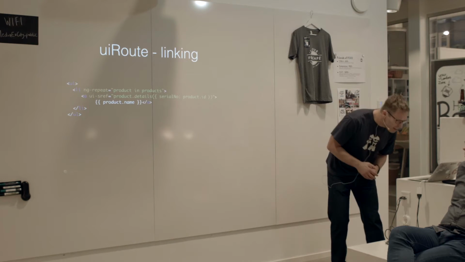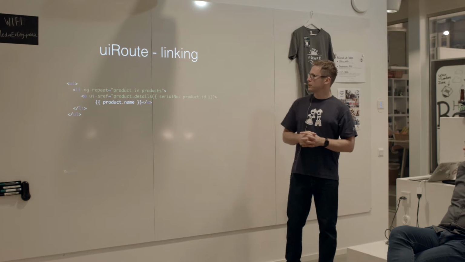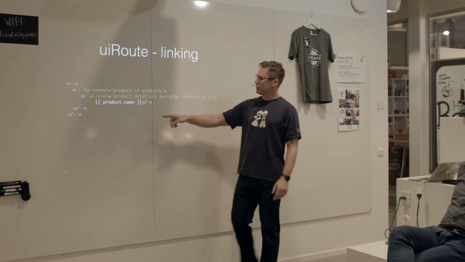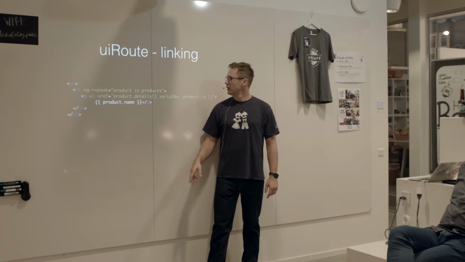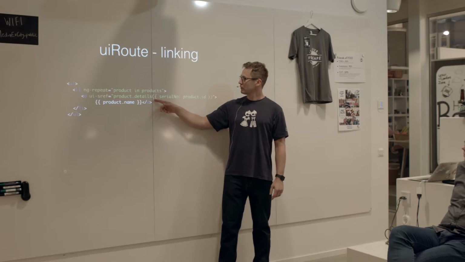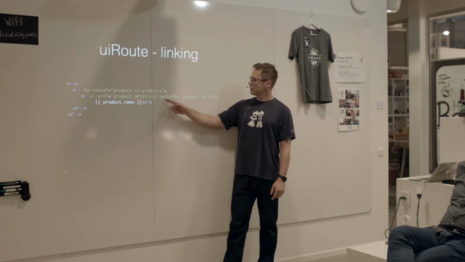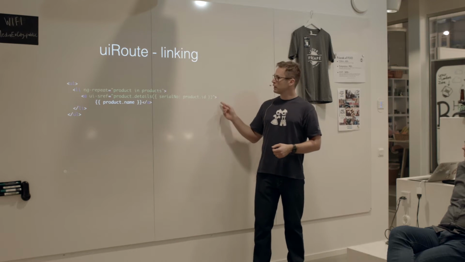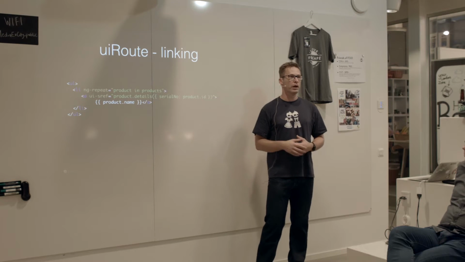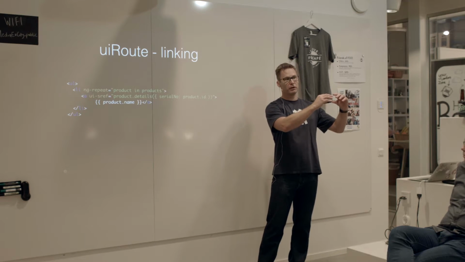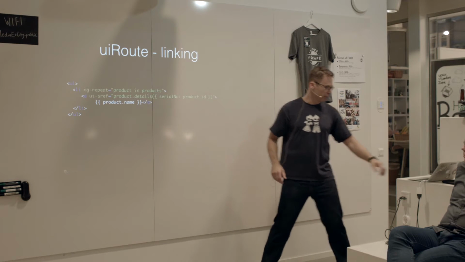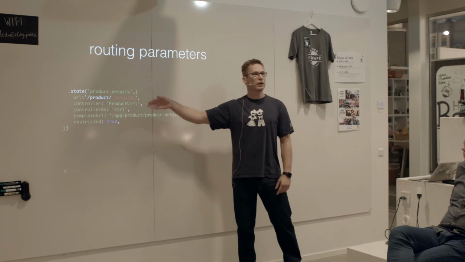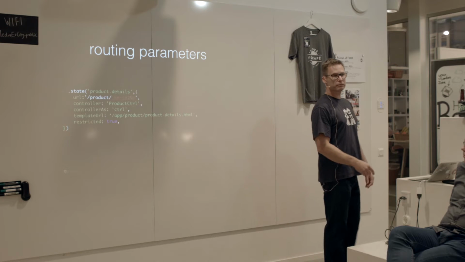Here we have, no, we don't have. This is how you link in UI router. And you see that we use ui-sref, where we have the state name. And it just looks like a function call, where we provide the parameter that that state needs. And that will automatically be evaluated by UI router, and the href will be generated from this URL. So in the href, if you inspect, you will see product slash the ID that the product has.